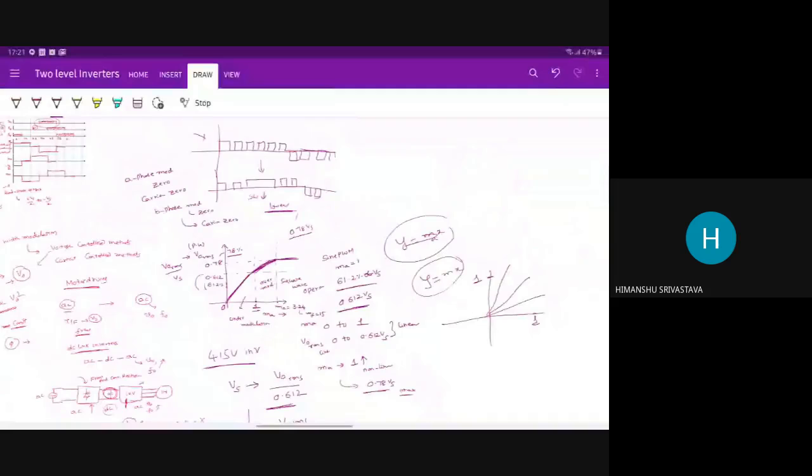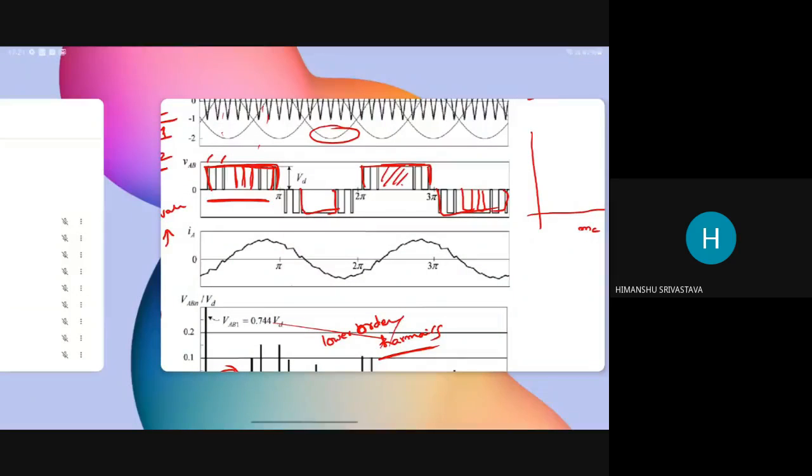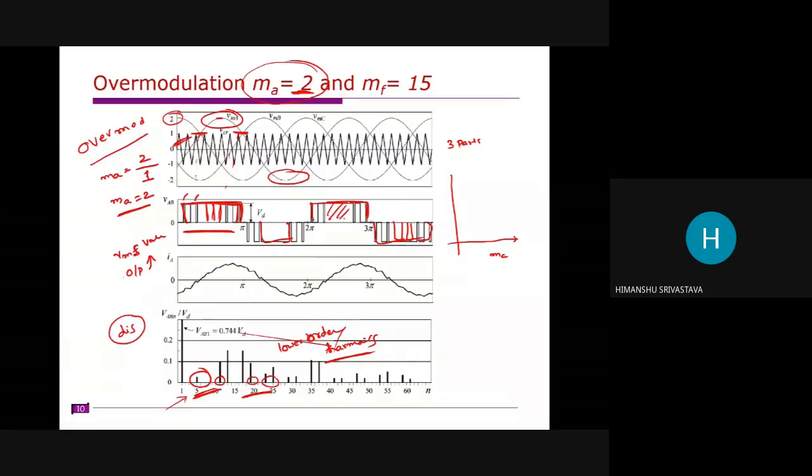Okay, we'll move to the other topic. All these questions, whatever we discussed so far, are very, very important in all the competitive exams.